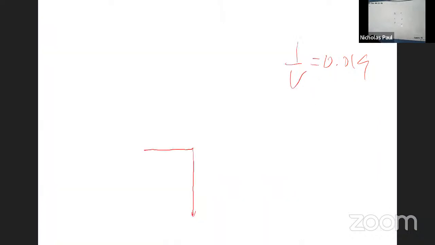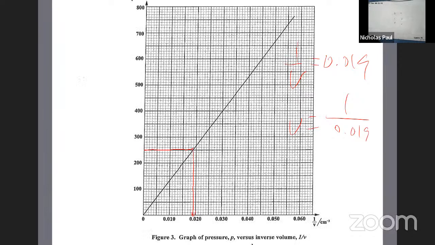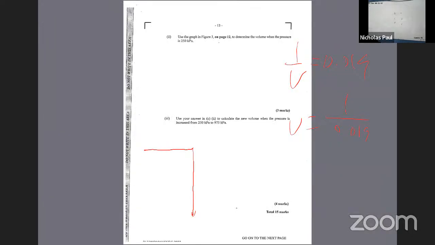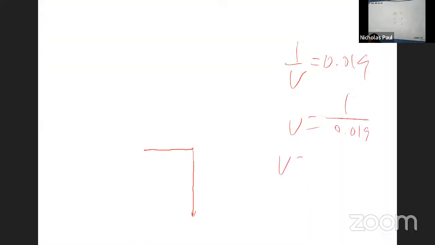This is 1 over volume, right? So volume is equal to 1 over 0.019. Better pay attention to the unit, right? The answer will be in centimeter cube. How much is 1 over 0.019? 52.6 cm cube. Yeah? Kishan, you okay with that? Yes. Online, are you okay with that? Yes, sir. Okay, nice.